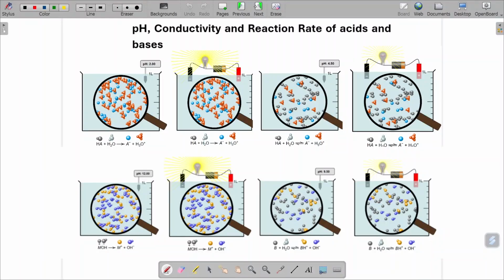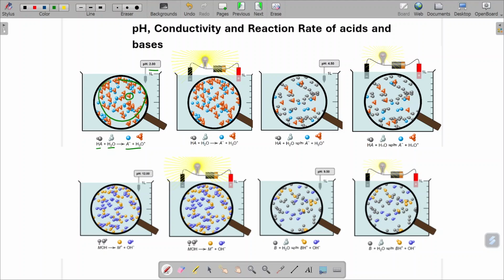Finally, we are going to look at the effect of pH, the conductivity, and the reaction rate on different acids and bases. So if we look at this here, this is a strong acid dissolved in water, and it almost fully ionizes to form the hydronium and the metal ion. We can see here there are none of the original molecules left, and this gives us a very low pH, as we expect, because there's a high concentration of hydronium ions. These ions in here, those are hydronium ions. There's a large concentration of that, and therefore we expect the pH to be small.